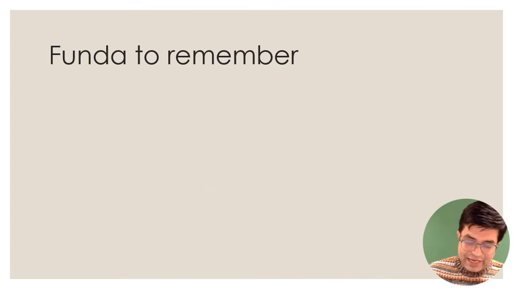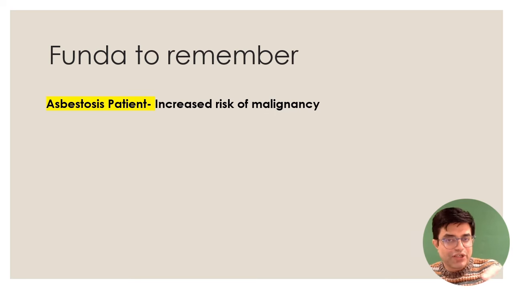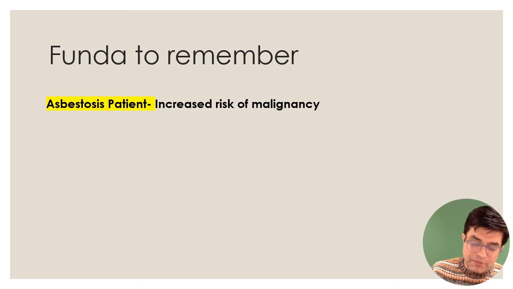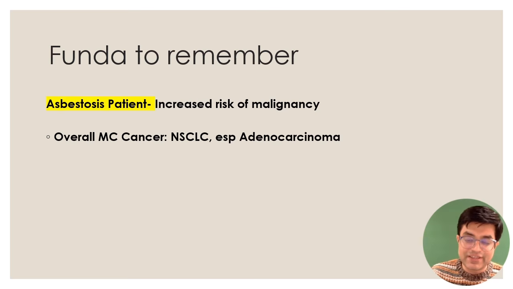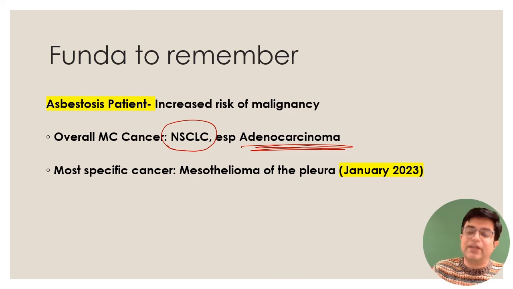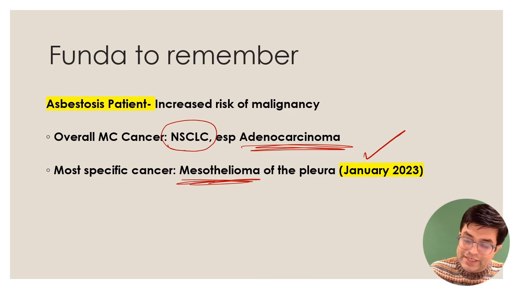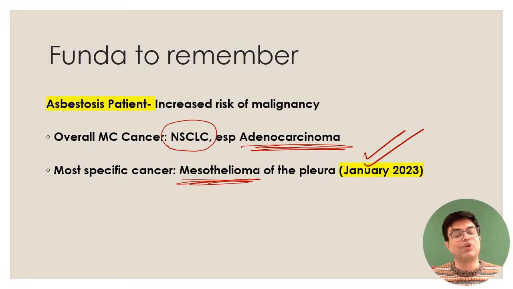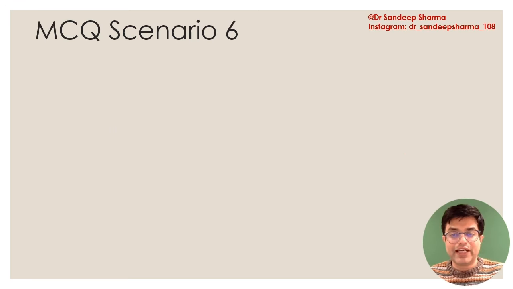Let us look at MCQ. There is a funda to remember. What is the funda to remember here? The funda is that asbestosis patient, I told you, they have an increased risk of malignancy, right? तो कौन सा common malignancy है? Now mesothelioma सबसे common नहीं होता. That is the common mistake students do. If they say what is the most common tumor in asbestosis, the overall most common tumor or cancer is non-small cell lung carcinoma. I just told you it is adenocarcinoma of the lung. But if they ask what is the most specific, जो सिर्फ इसमें होता है, that is mesothelioma of the pleura, and this is a January 2023 FMGE MCQ. Right? याद कर लो, फंडा नहीं है, just something to remember. And then we look at MCQ scenario number 6.